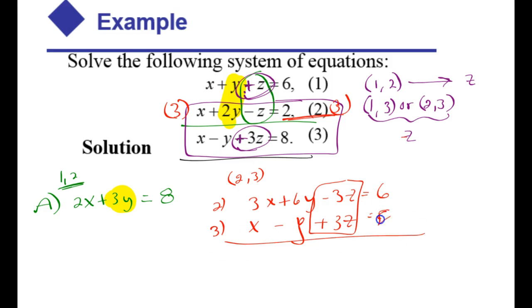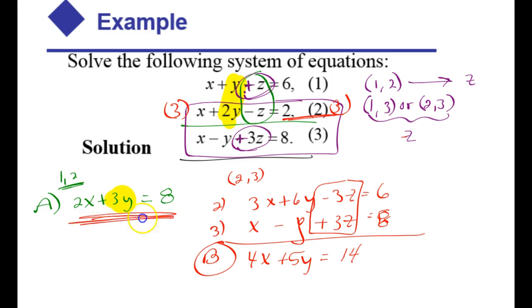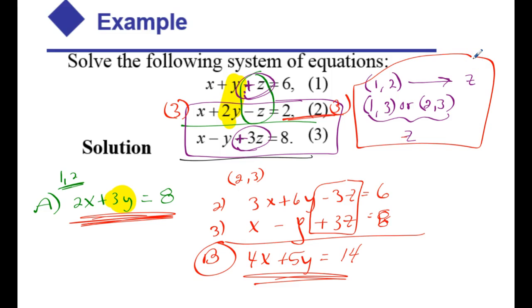So if I add lines 2 and 3, I'll get 4x plus 5y equals 14. And I'm going to call that equation B. So now I'm down to 2 variables. I only have x's and y's left because I chose to eliminate z's in all 3 of the equations.